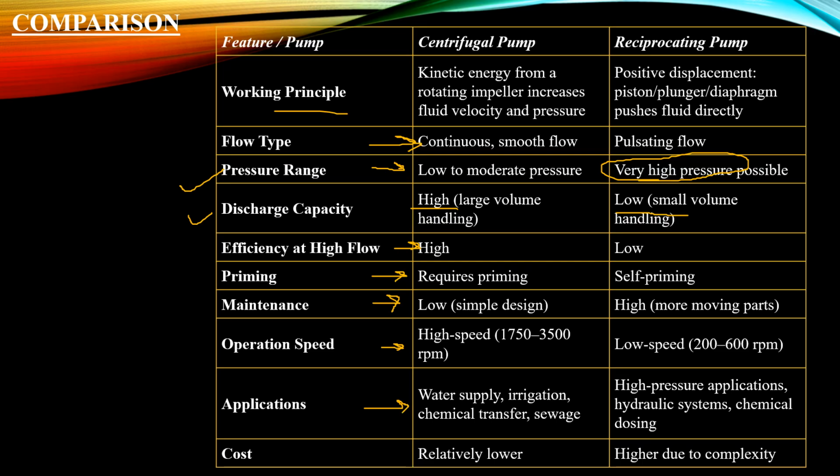Okay, this is the main and major point of reciprocating pump, because it can deliver very high pressure. Okay, so centrifugal pump gives very little pressure, whereas reciprocating gives very high pressure, and therefore it is used for very high pressure applications such as hydraulic systems or chemical dosing. Cost is given. Okay, for centrifugal pump we have relatively lower cost, and for reciprocating we have higher cost due to complexity as well. So this is all about the comparison between centrifugal and reciprocating pump.